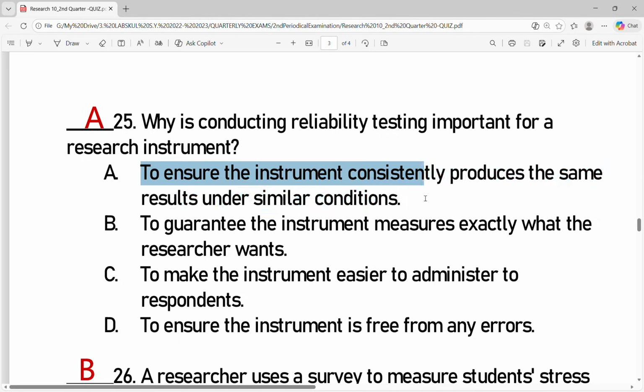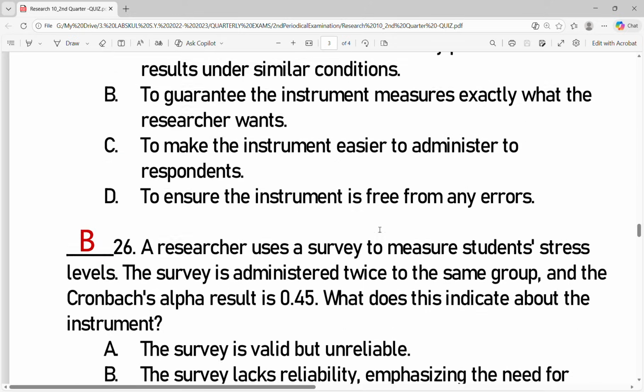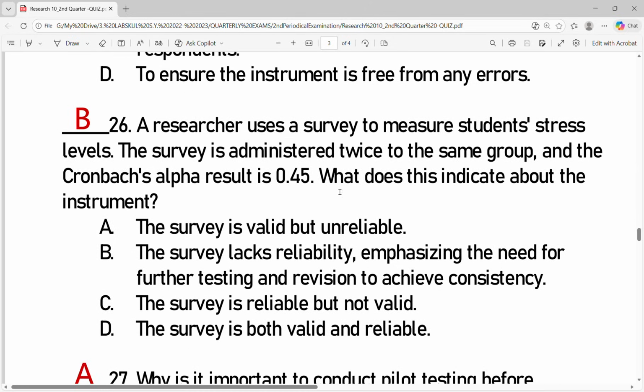So, what is the reason for this? The answer here is to ensure that the instrument consistently produces the same results under similar conditions. So that's the main purpose of reliability. Reliability testing is to check if the instrument is consistent. It could consistently produce the same results under similar conditions.